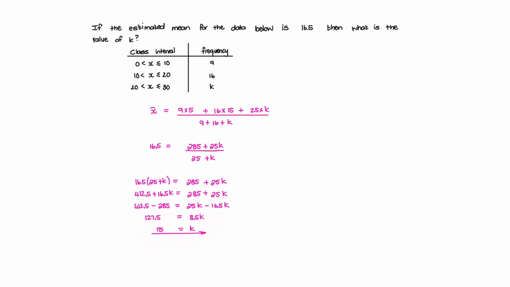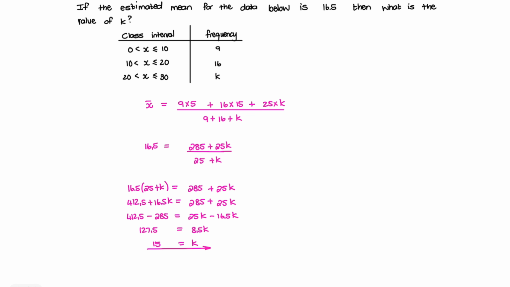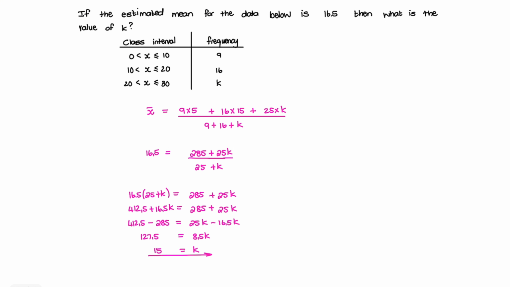We are busy revising statistics for grade 12 mathematics, and in this video we'll focus on solving for a variable using the estimated mean. So if the estimated mean for the data below is 16.5, then what is the value of k? What we have is 3 intervals here, and we want to find the value of k, the missing frequency value. We are told that the estimated mean is equal to 16.5.